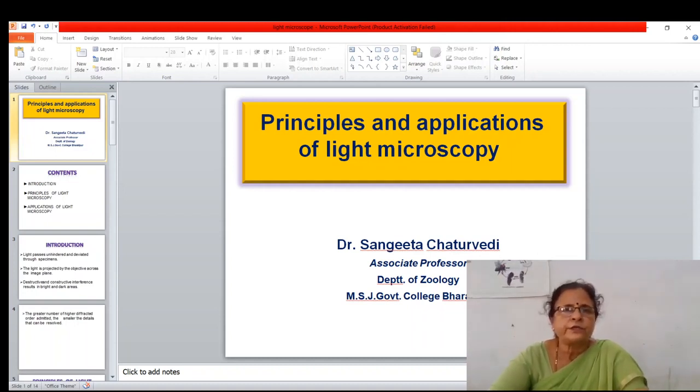What is magnification? Magnification is the ability to see an object enlarged up to many times, and resolution is the ability to see two small closely placed points or objects as two different objects.